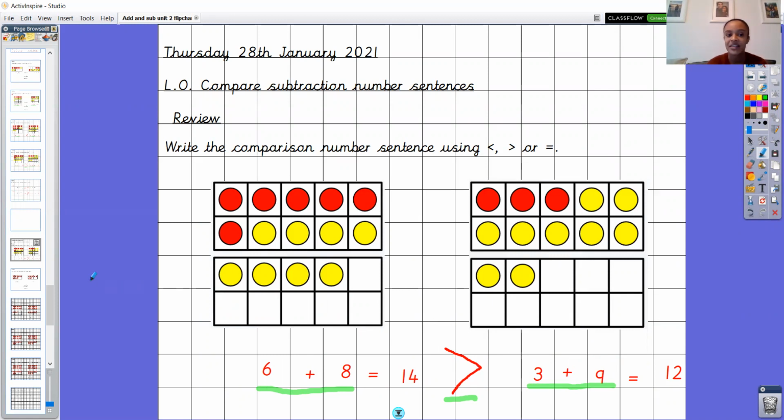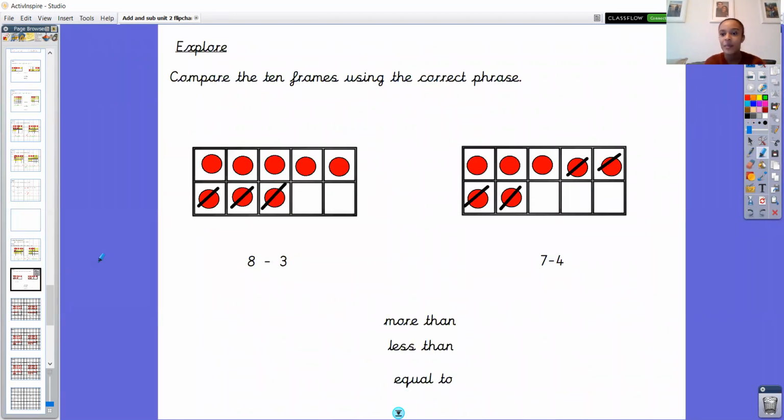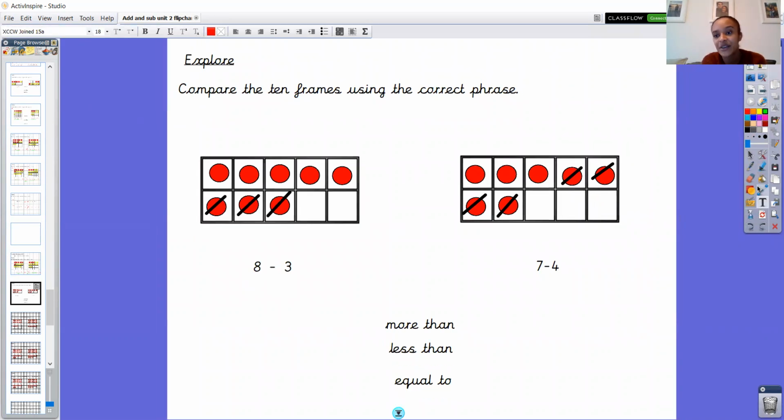Well done. Okay, so now we're going to think about subtraction. Remember, when we're looking at subtraction ten frames, the subtraction is represented by the counters being crossed off. That's showing you how many are being taken away. So the number sentence is there to help you. And remember, you count the ones that are left to tell you what the answer is.